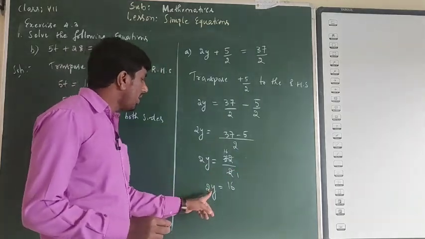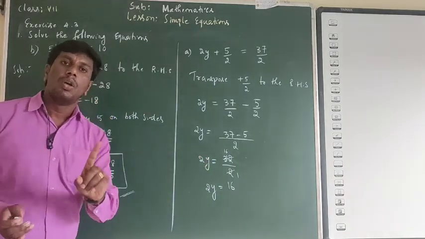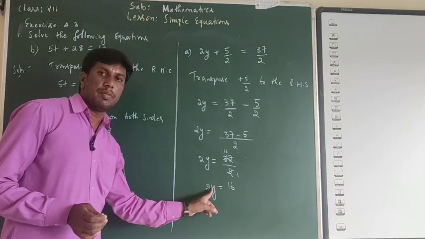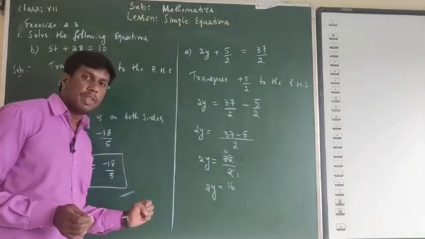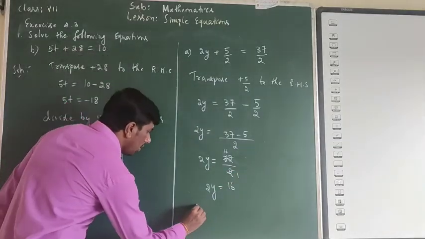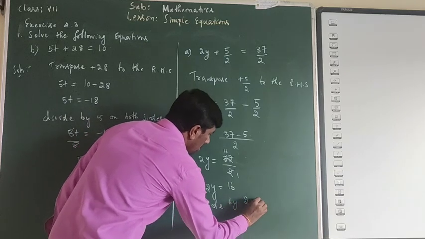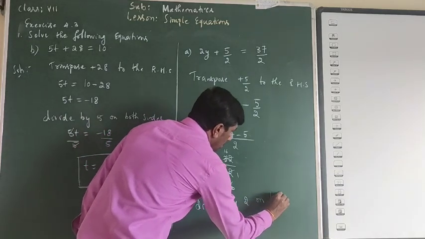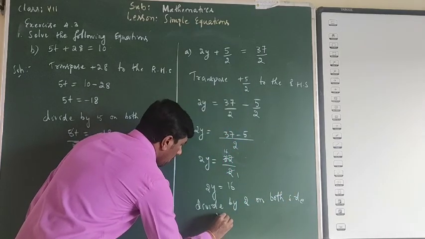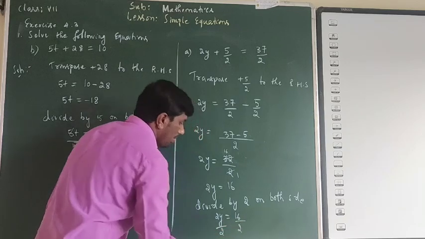Next, now we will simplify it. 2y is equal to 16. Ultimately, on the LHS, we should have only the variable. What is the variable here? y. But 2 is multiplied with the variable. So what do I need to do to remove that? I should divide the equation by 2 on both sides. Okay. Let us do that. 2y is equal to 16. I'll divide LHS by 2, RHS also by 2.